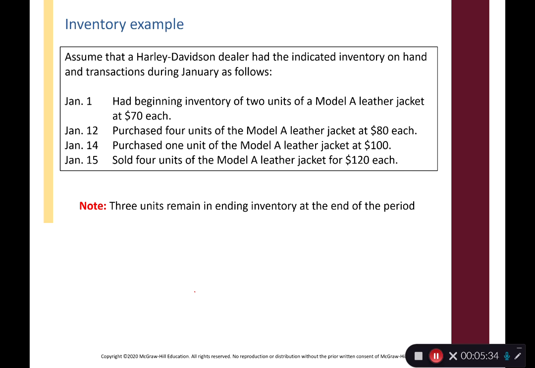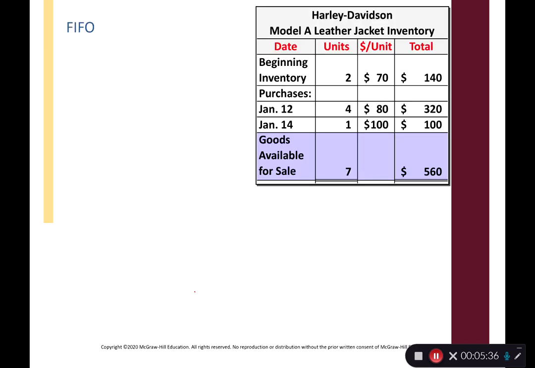So the first thing we should do in a problem like this is set up a nice chart like the one you see here. So we've got our beginning inventory, then we have our 2 purchases, which means overall we have 7 leather jackets for a total of $560, and the goal of each inventory method is to figure out which ones are sold and which ones are left over.